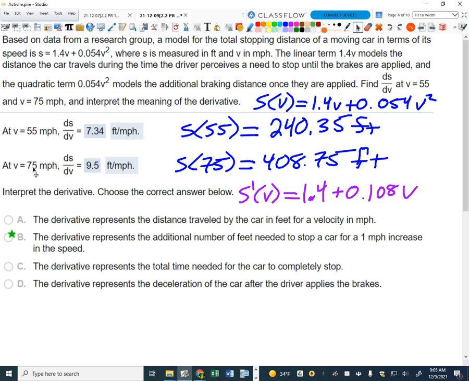So if I'm traveling at a faster speed, any slight increase in speed is going to be even more dangerous than it was at a lower speed. Does that make sense? The function is changing more rapidly. The stopping distance function is increasing more rapidly as speed changes at 75 than it is at 55. That's a tough one, and the more calculus you do, the more you'll get a feel for that.